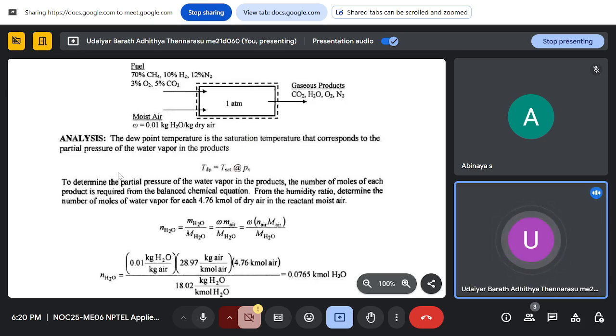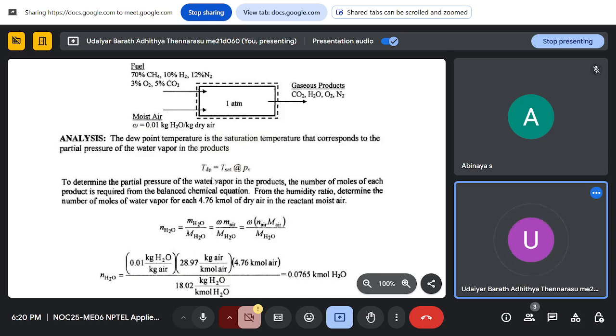The dew point temperature is the saturation temperature that corresponds to the partial pressure of the water vapor in the product. So for that we need to find out the partial pressure of water vapor. The corresponding saturation temperature will be my dew point temperature.